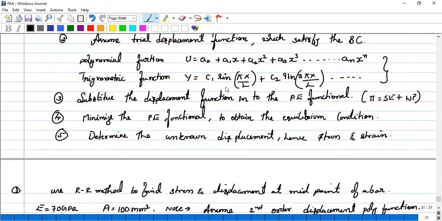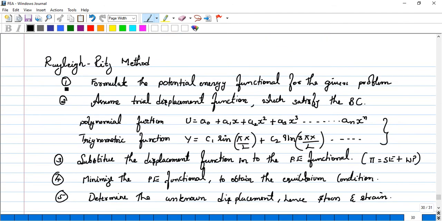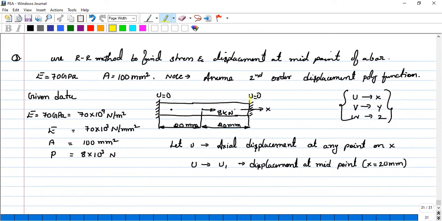Now let us come back to our first step. Here in the RR method, the first step is to formulate the potential energy functional. Let me highlight that. Formulate the potential energy functional for the given problem, and we know that potential energy is given by strain energy plus work potential. And here for the strain energy stored in a bar, let me write on that.